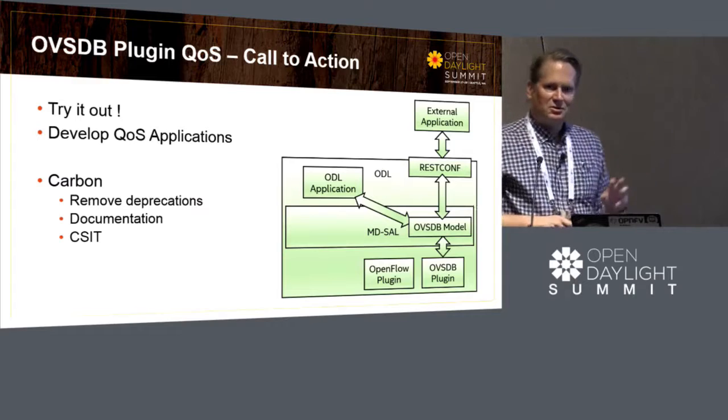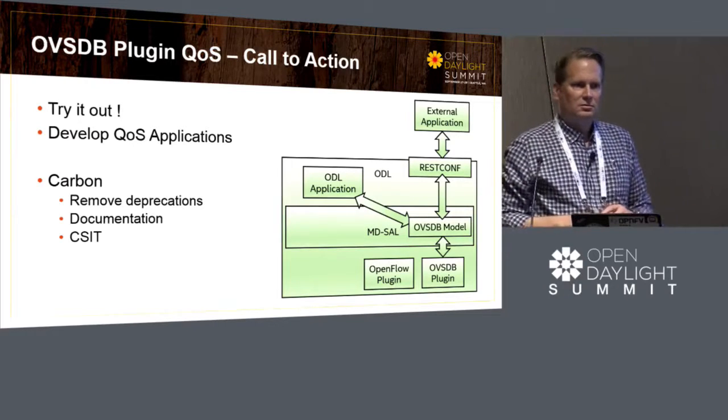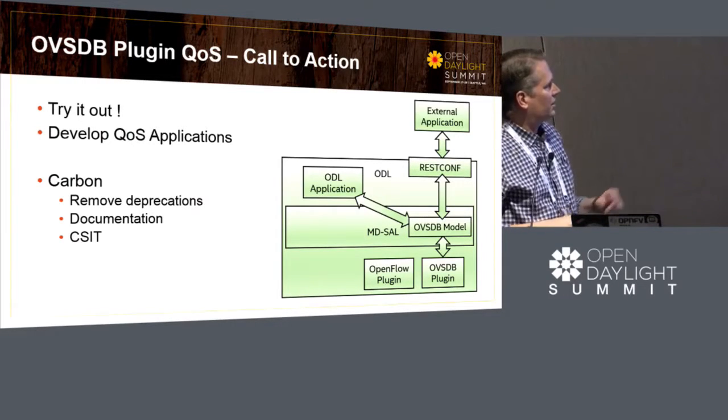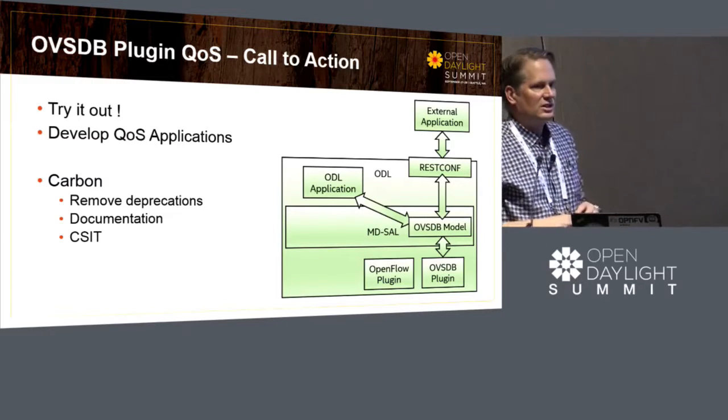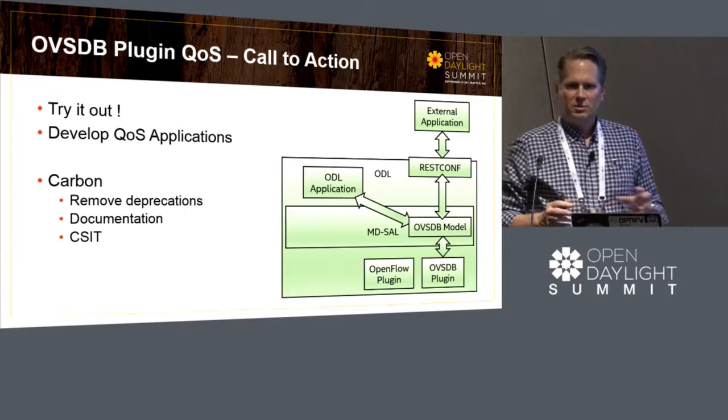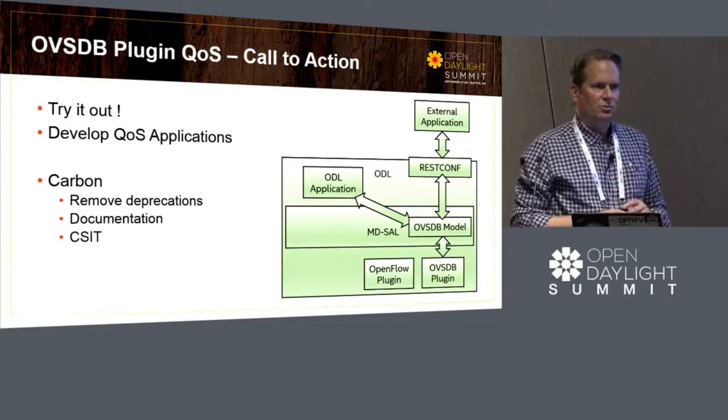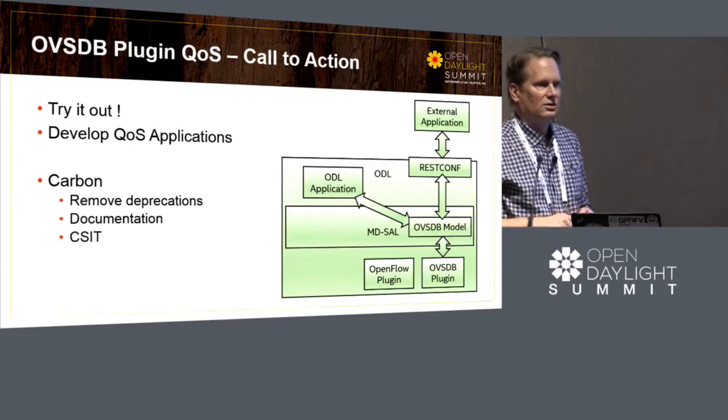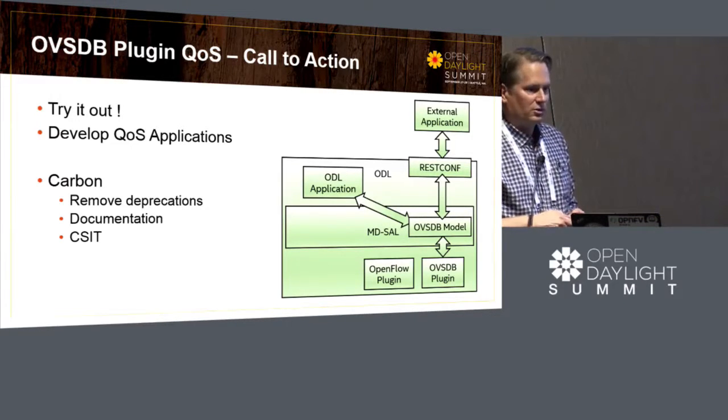there was some documentation written for Beryllium. I need to update it for Boron to describe the new stuff. And then we have some of the CSIT testing to just be part of it. Some of that testing is in the works. We want to get that pushed upstream and just get this fully supported in the plugin.